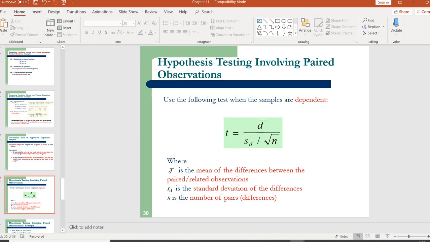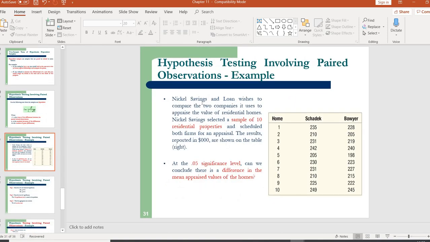Let us take a quick example. Here you have Nickel Savings and Loan, which wants to compare two companies used to appraise the value of residential homes. Nickel Savings selected a sample of 10 residential properties, homes 1 to 10, and asked both firms for appraisal. So you have two firms, and each firm has its own prices.